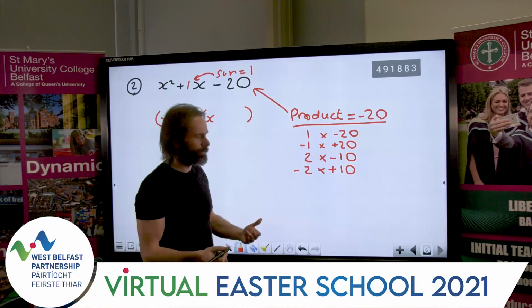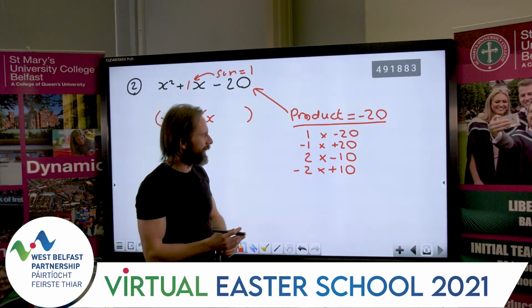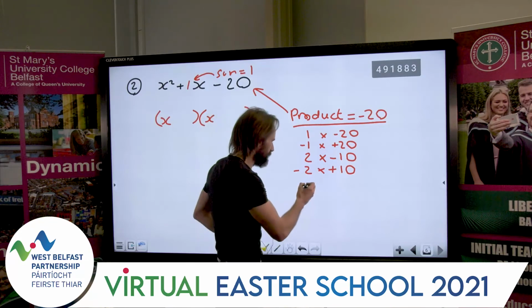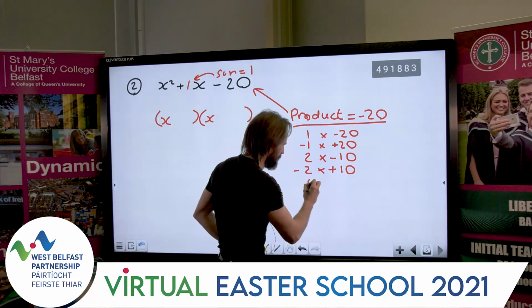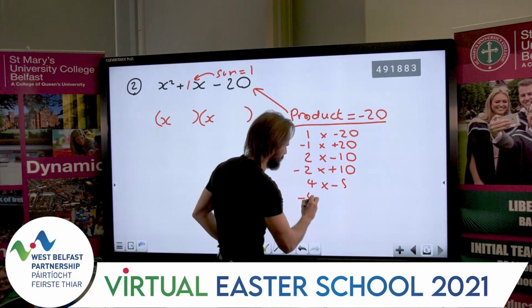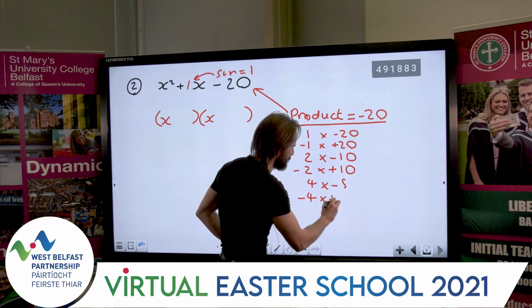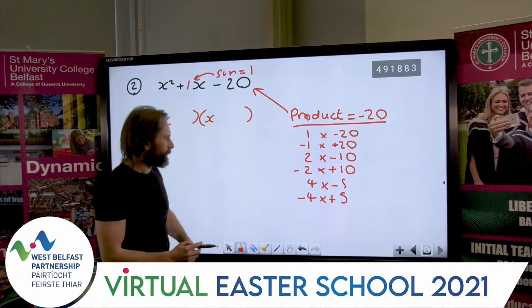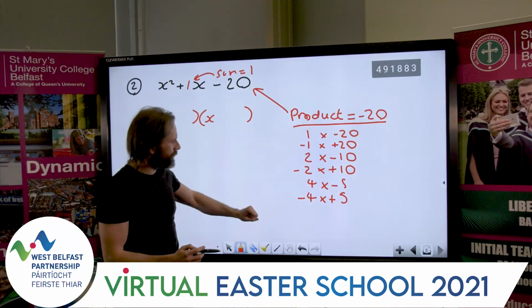The next pair of numbers that will multiply together to give me minus 20 will be some combination of plus and minus 4 or 5. So we could have 4 times minus 5, or we could have minus 4 times positive 5. Okay, so this is probably where our answer is going to lie.